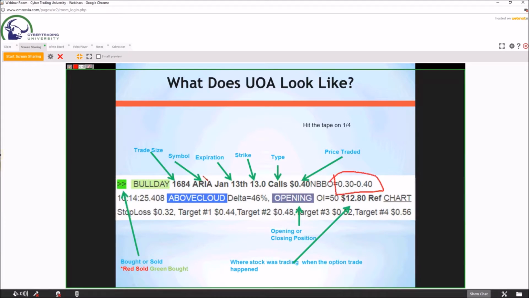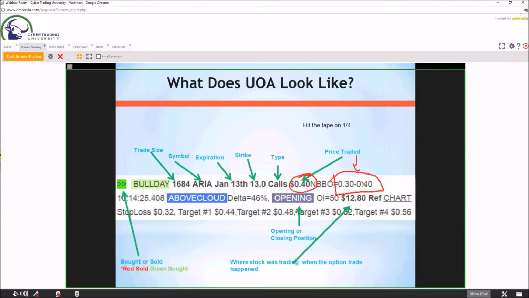So the market was 30 cents at 40 cents at the time of this trade. This is the market maker's bid and offer. The option traded at 40 cents. They didn't try to work an order in between the bid and offer. They just lifted the market maker's offer. So because of that, we know that this was bought. What else can we see here?